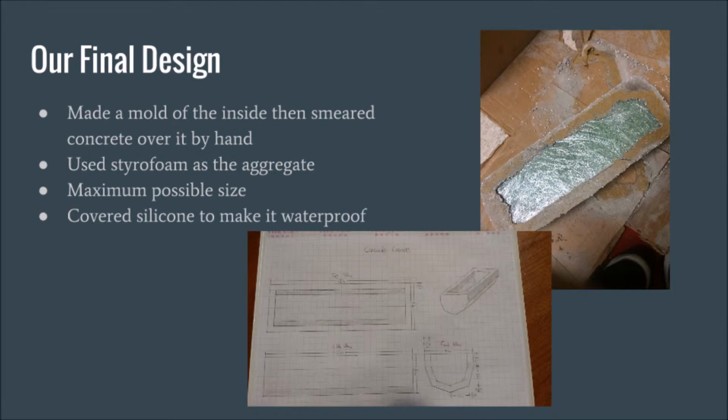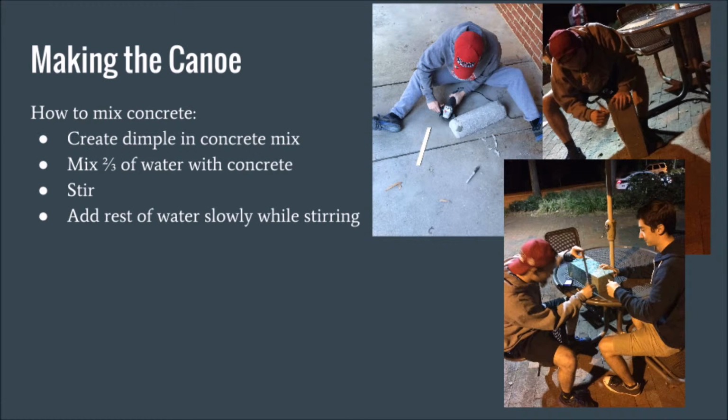Our final design did not change the actual canoe, but we found that our previous mold idea was too complicated and a simpler design was needed in order to quicken the building process. Once we had finalized our design, we got to work building our canoe. Once our concrete mix was made, substituting coarse aggregate for styrofoam pellets, we packed the concrete onto our mold and then later coated the outside of the canoe with silicone sealant.